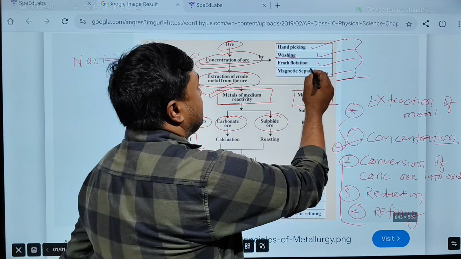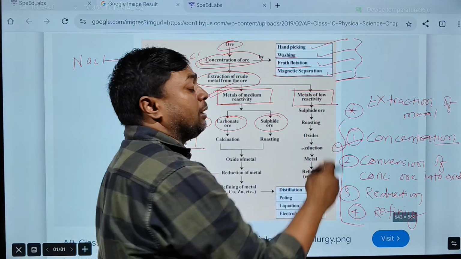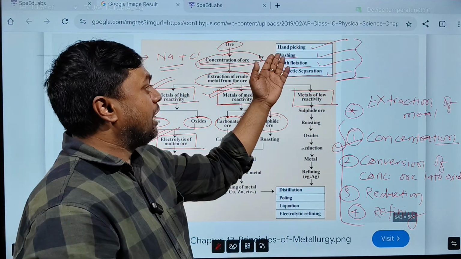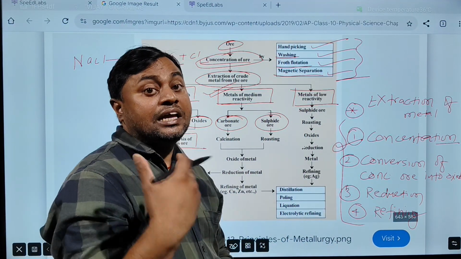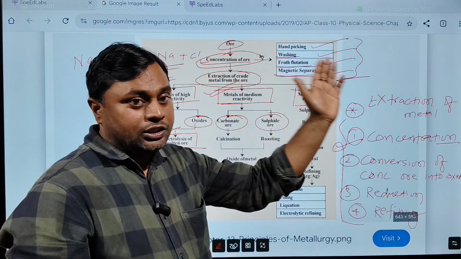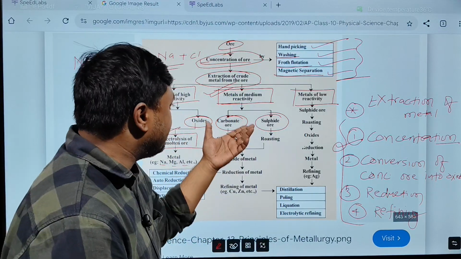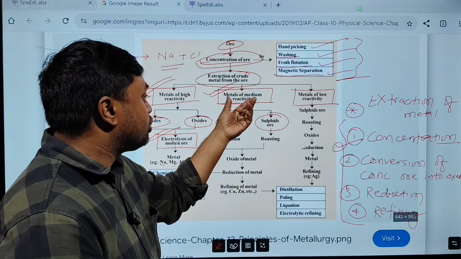Froth flotation is generally used for sulfide ores. Magnetic separation is used for the magnetite ore. Hydraulic washing is used for the heavier ores. So like that, first we will do the concentration of ore, so the basic impurities are removed. The second step for metals of medium reactivity is what?